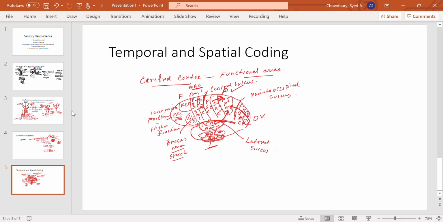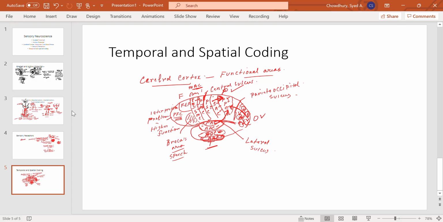For example, one area will process the color, another area will process the motion, another area will process the texture or shape of those things, right? So that's why you have many association areas around the primary visual cortex. Okay, so this will give you some idea how the cerebral cortex has different functional areas.